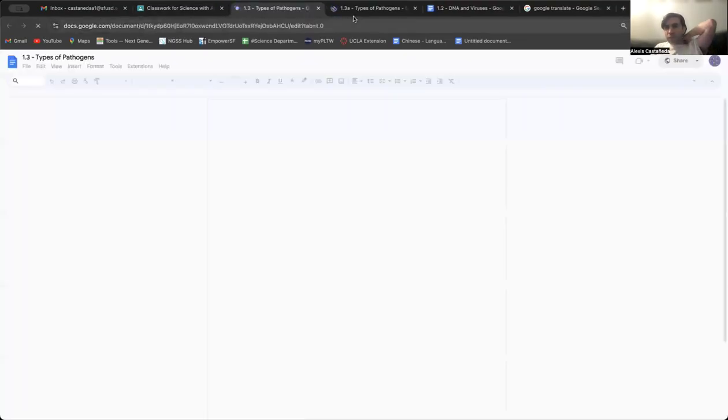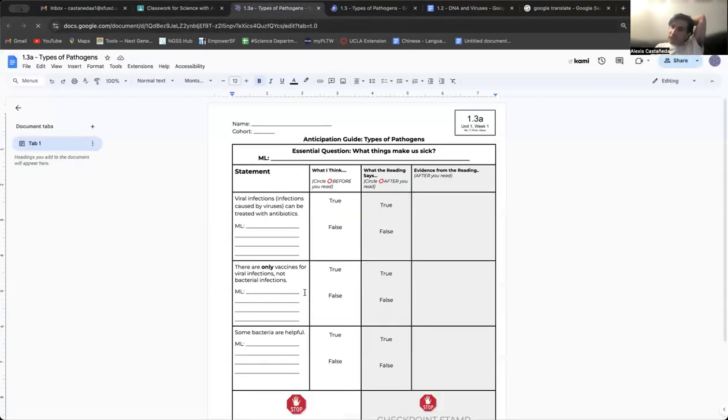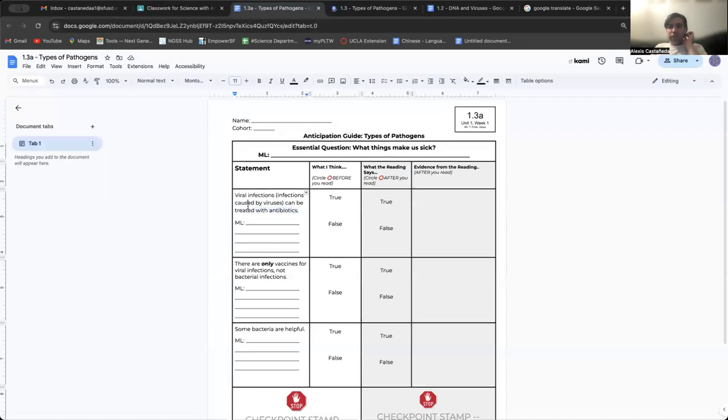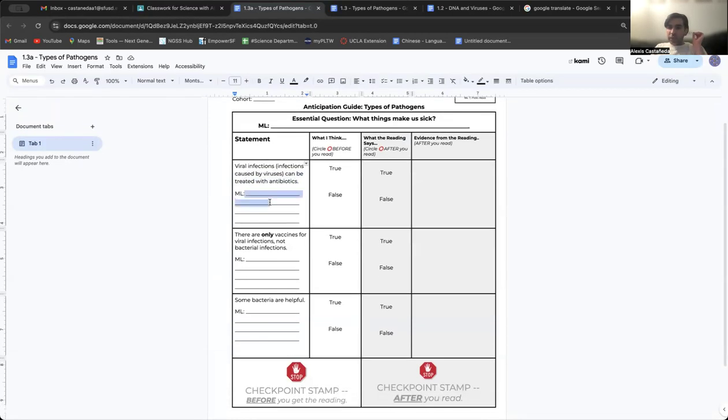In class we did 1.3a first, but it's not going to help you very much to do this one first if you weren't here that day, but it's okay. The first thing you're going to do is read these statements. And again, if you want to translate them, there is space here for you to translate. The first one says: viral infections caused by viruses can be treated with antibiotics.